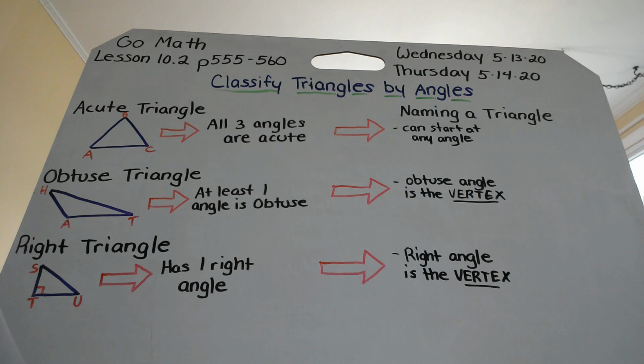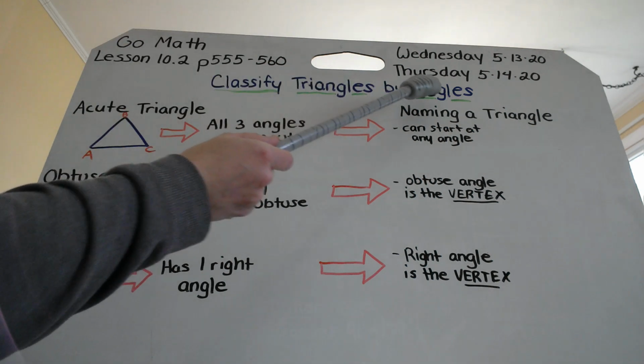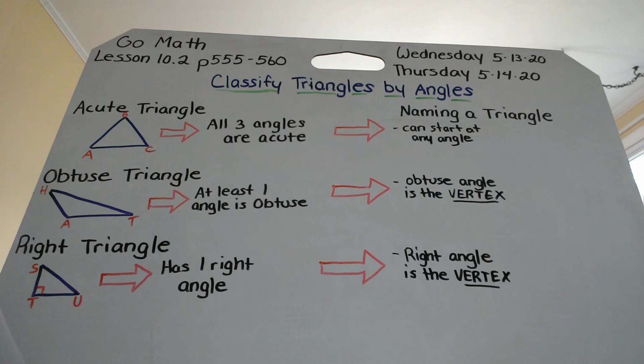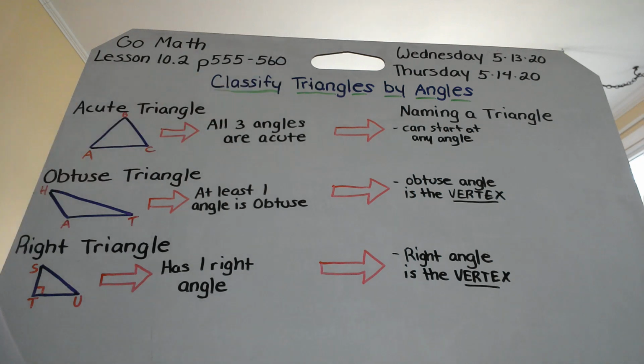So pay attention, and we will get through it rather quickly today, I think, because today we are talking about classifying triangles by angles. And if you look at your calendar, it's lesson 10.2, pages 555 to 560, and it's today, May 13th, and tomorrow, May 14th.